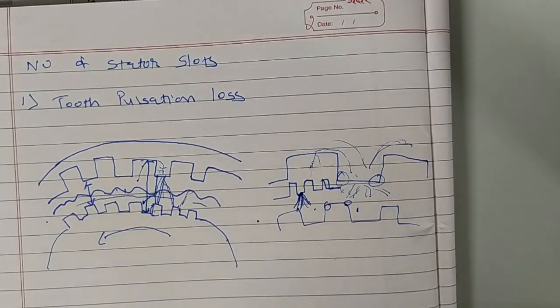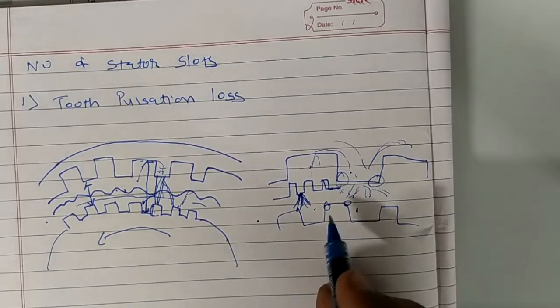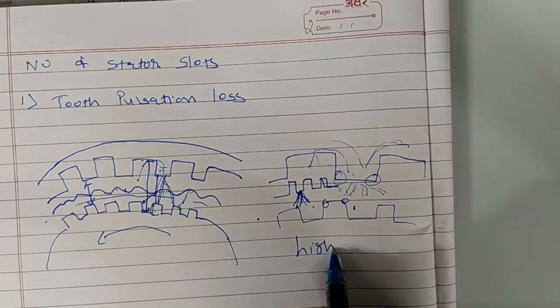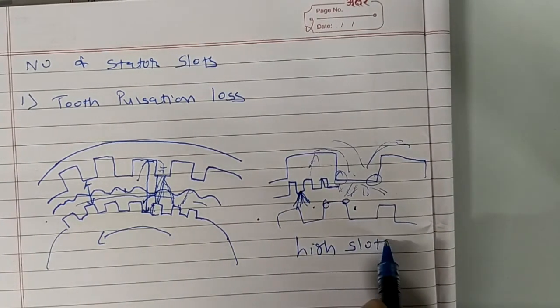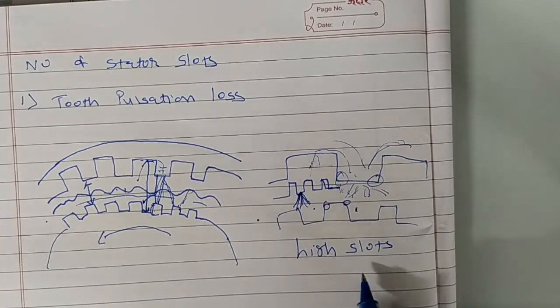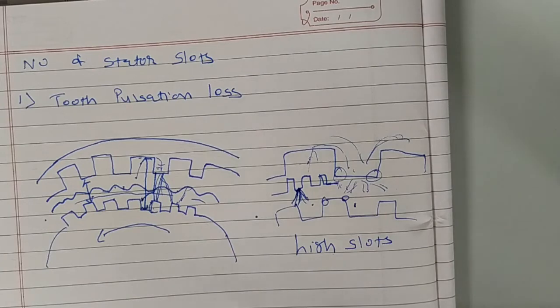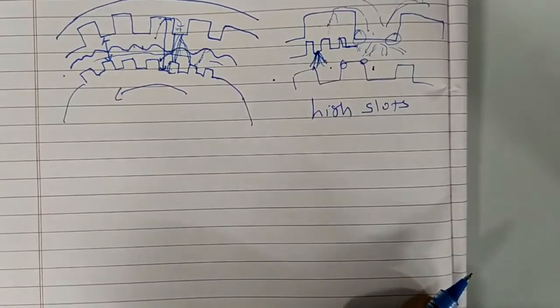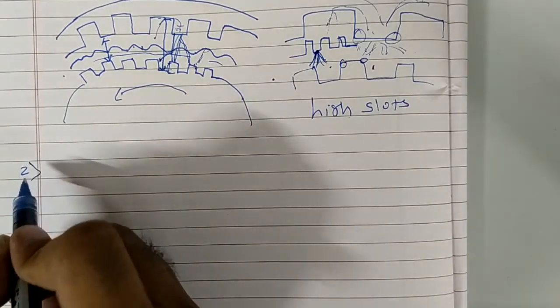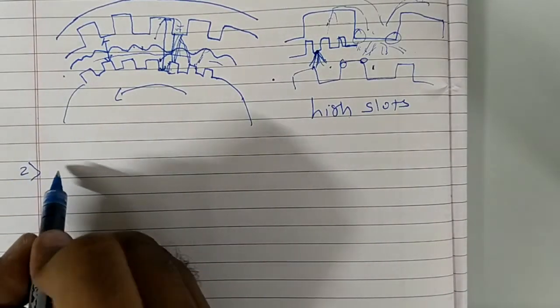So the first point says that a high number of slots is preferable. The number of slots should be high if you want to reduce the tooth pulsation loss. The second important point is the leakage reactance.